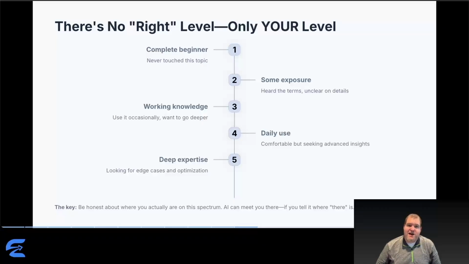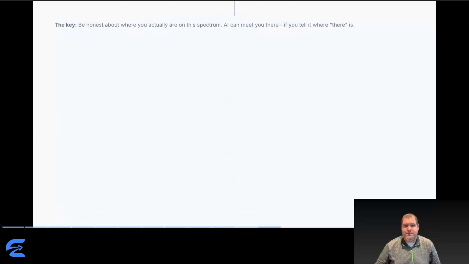The key is being honest about where you actually are on that spectrum. AI can meet you there, but only if you tell it where there is. Don't inflate your knowledge level because you think you should know more. And don't undersell yourself either. Just be accurate. That's what gets you the explanation that's actually useful.